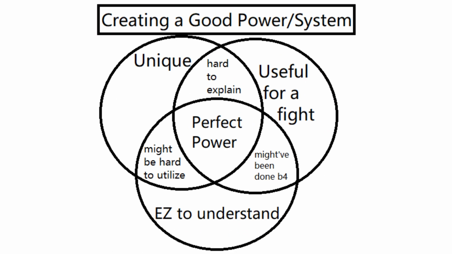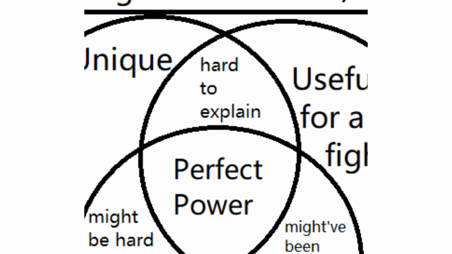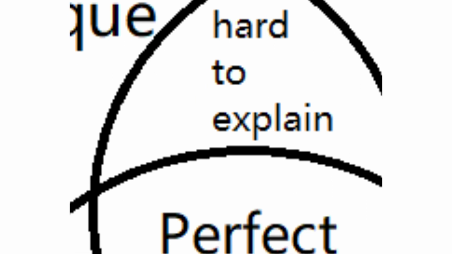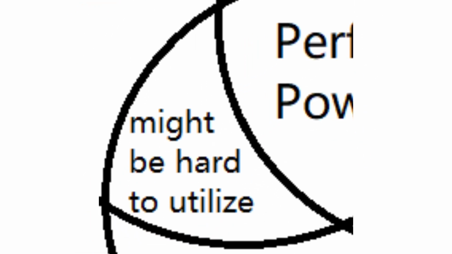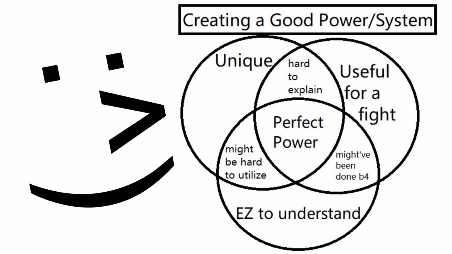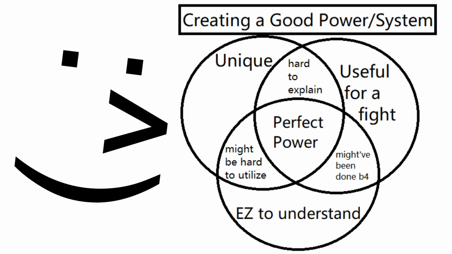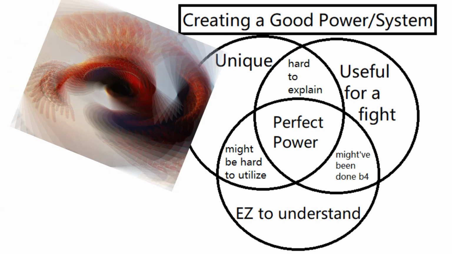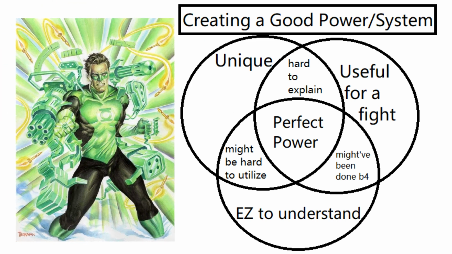I also recognize what happens when you fulfill only two of the three qualities. A power that is unique and useful might be hard to explain. An easy to explain and unique ability might be hard to utilize. A useful and easy to explain power may have been done before already in another story. If you already have a set of powers you want to write with, try applying them to this Venn diagram, or maybe try to apply some of the most popular or your personal favorite superpowered characters to it.